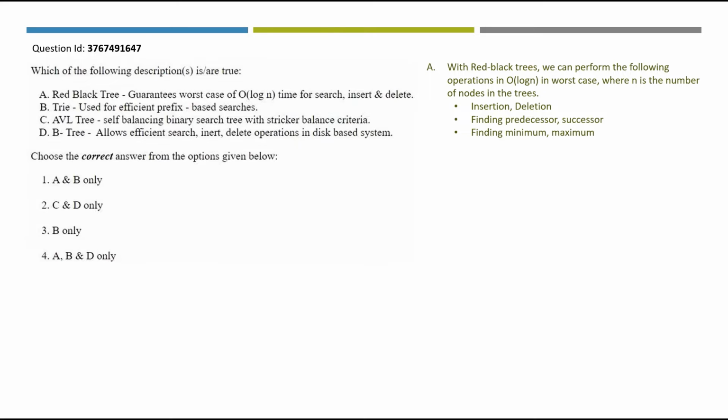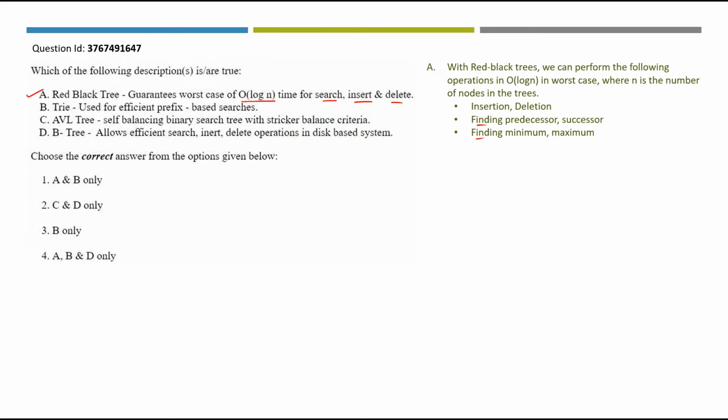With red black trees, we can perform the following operations in big O of log n in worst case, where n is the number of nodes in the trees. What are the operations? Insertion, deletion, finding predecessor, successor, finding the minimum and maximum. Finding something is what we can equate to search. Insertion and deletion are given directly as insert and delete. So, big O of log n time is perfectly right. A statement is true.